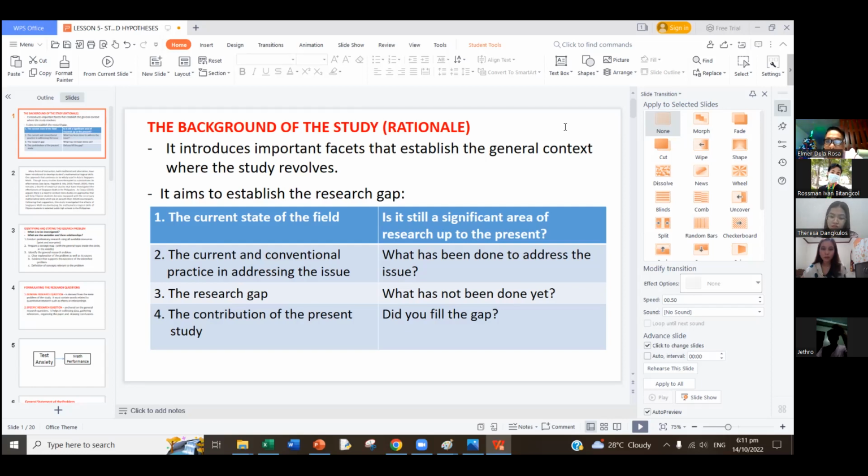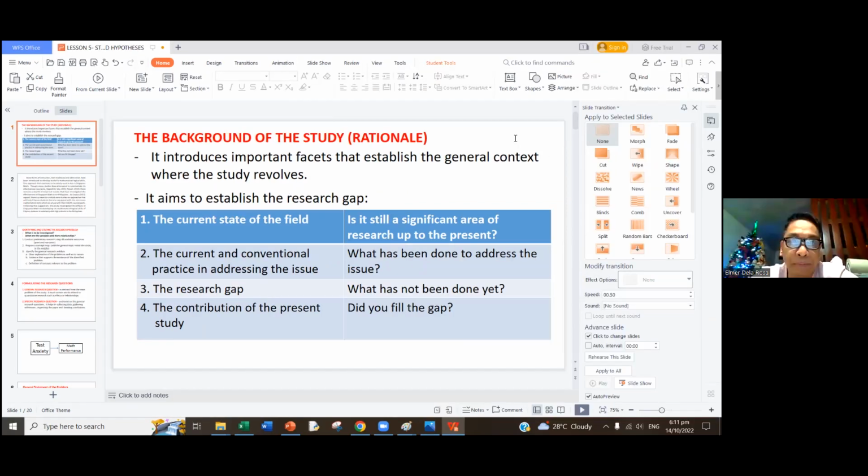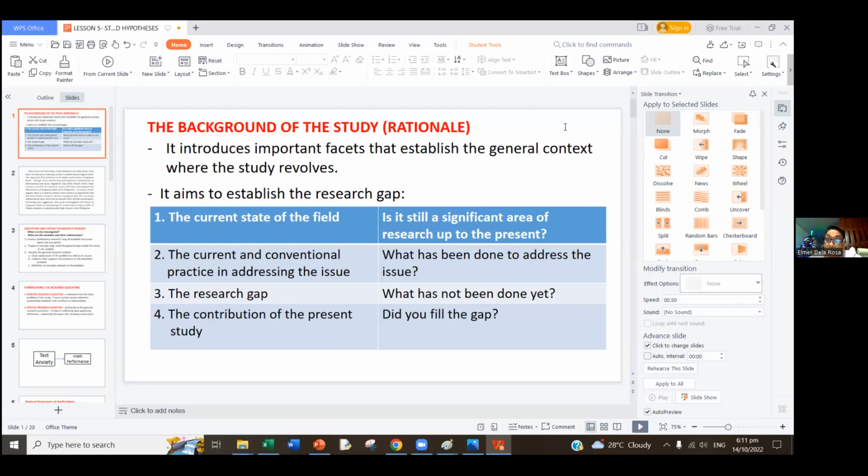So there are 4 elements of the background of the study, ano. Sa ibang kasi sa ibang mga textbooks, background of the study ang ginagamit, pero sa atin sa new format tinawag itong rationale. Okay, pero it means the same thing, okay? And the purpose of that is, ulitin ko, to provide the general context of the study, and particularly at the end is to establish the research gap.